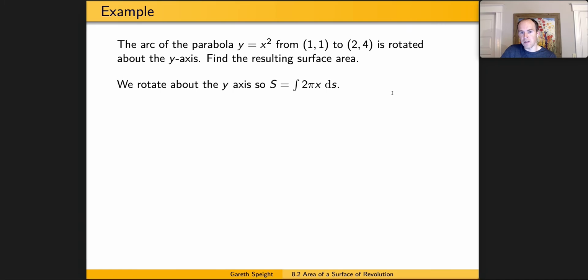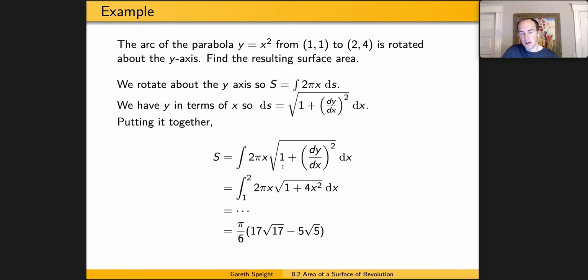We're working y in terms of x, so ds is supposed to be replaced by the square root of 1 plus dy/dx squared, dx. Okay, now we just put those together. So we are going to get the integral of 2 pi x, and ds becomes the square root of 1 plus dy/dx squared, dx. This is going to be our formula for finding the surface area, and now we just have to plug everything in. Since we're integrating with respect to x, the limits are going to be x values. So we are going to be integrating from 1 to 2.